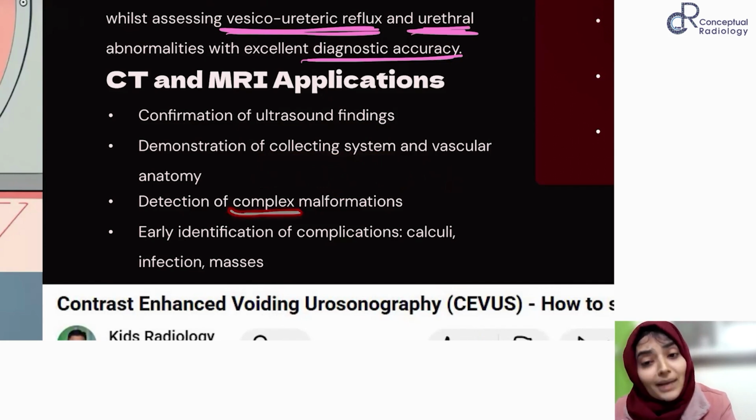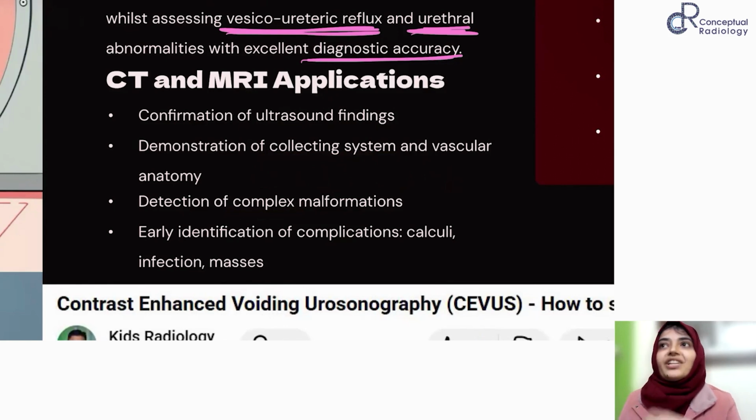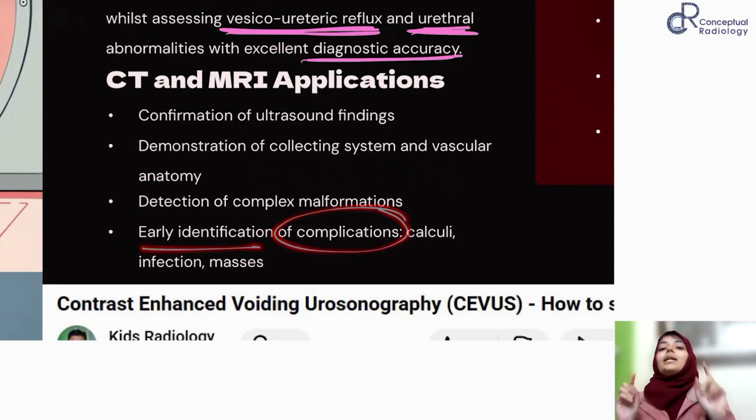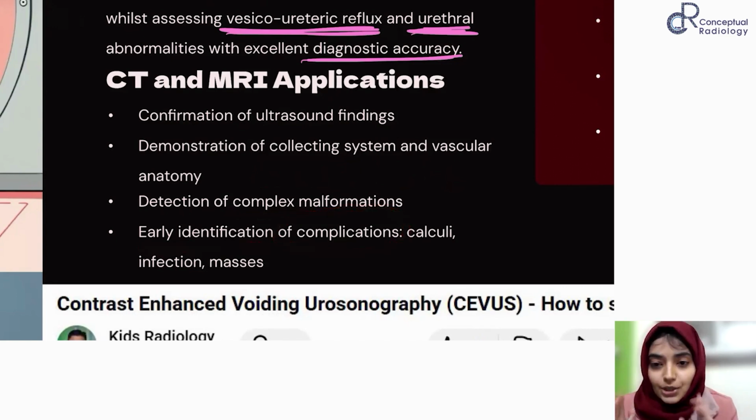Detection of certain complex malformations. Okay, because a lot of these anomalies can be associated with certain skeletal anomalies, with certain extra renal manifestations also. So for that, CT and MRI is going to give you a holistic overview. And then early identification of complications. So what are important complications such as calculi, infection, development of masses, which can be done with CT and MRI.